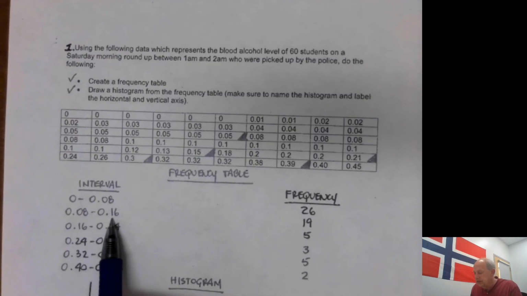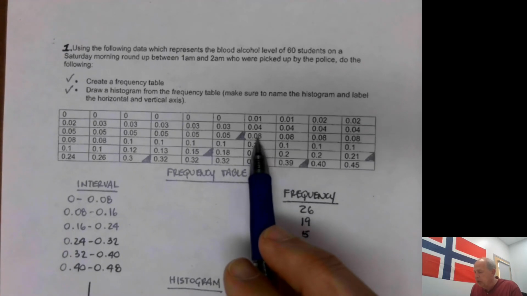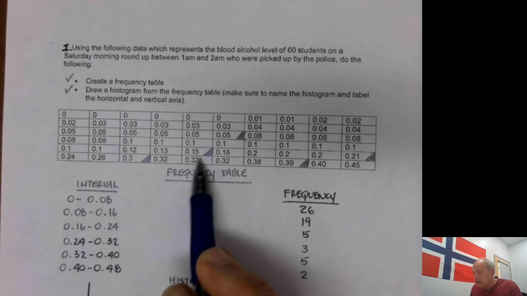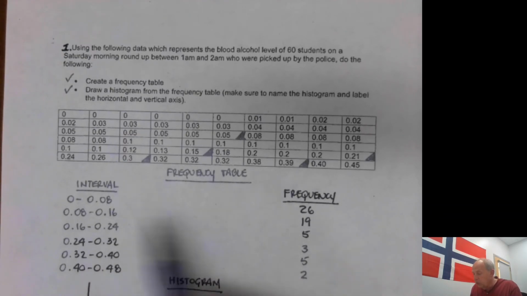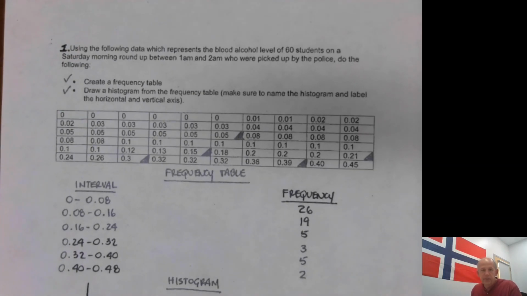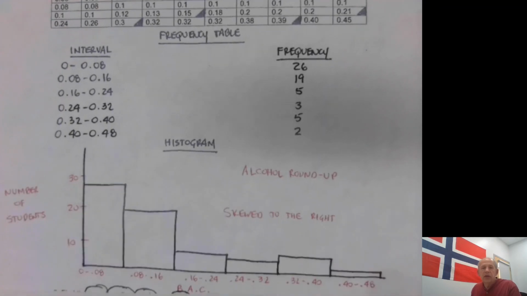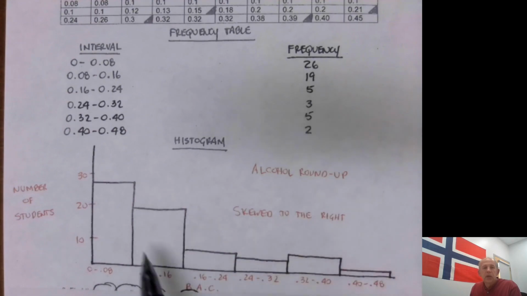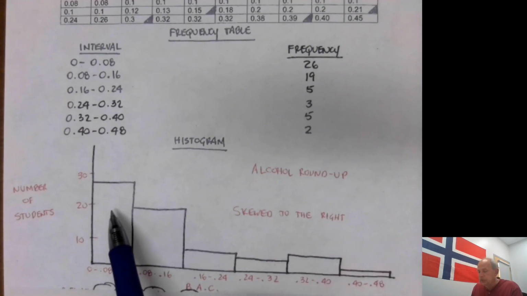0.08 to 0.16, here's where the intoxicated people go. 0.08, I always put in the higher interval. Out to 0.15 or 0.16, there were 19, and then each interval down from there. The histogram that corresponds to that looks like this, where your highest group, the biggest tower of students, was 26. Then it started to skew down to the right. It sort of started to fall off to the right from the largest group there.